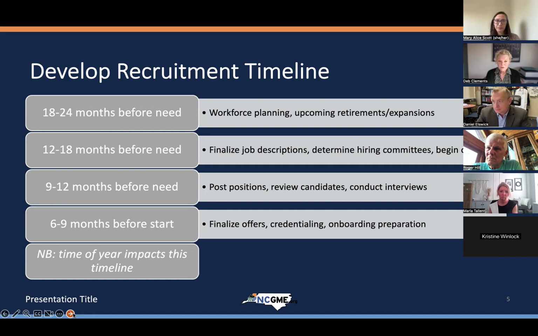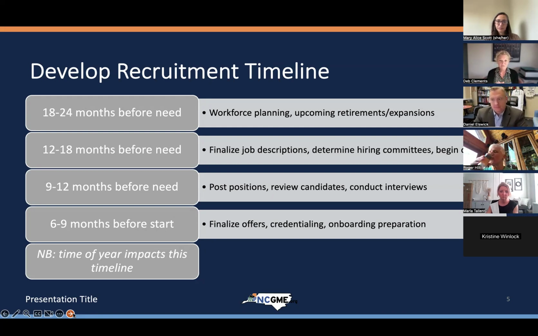9 to 12 months before you have that opening, get your positions posted, start reviewing candidates, conduct interviews. That really is not too early to start. And so if you're thinking about recruiting a graduating resident, you're reaching back into their early second year of training when you're thinking about onboarding them. And so truthfully, if you've identified a resident that looks like they're going to be a good faculty candidate, I would early on start wooing that person and making sure that they know that you're interested in having them be part of your team. It's a buyer's market, right? And so they can go anywhere they want. It's great if they could stay with you.